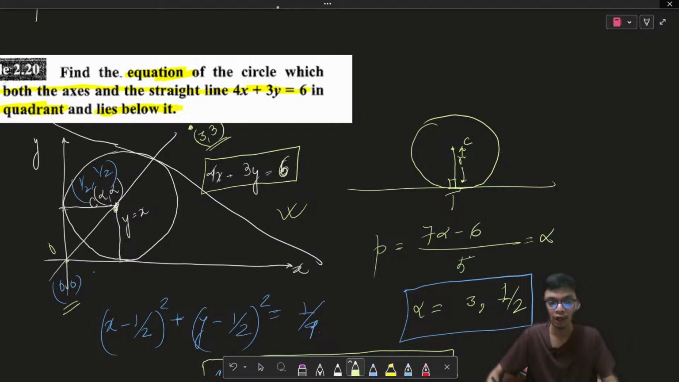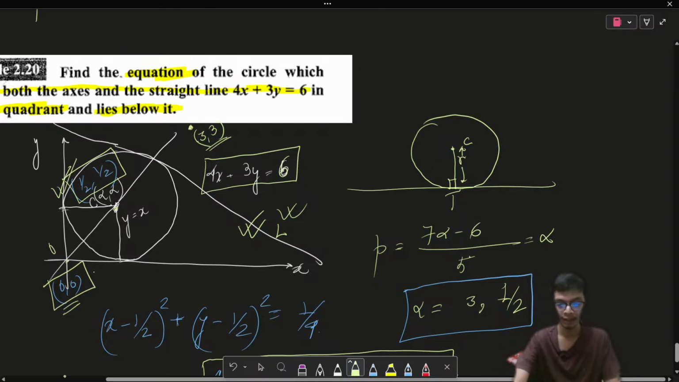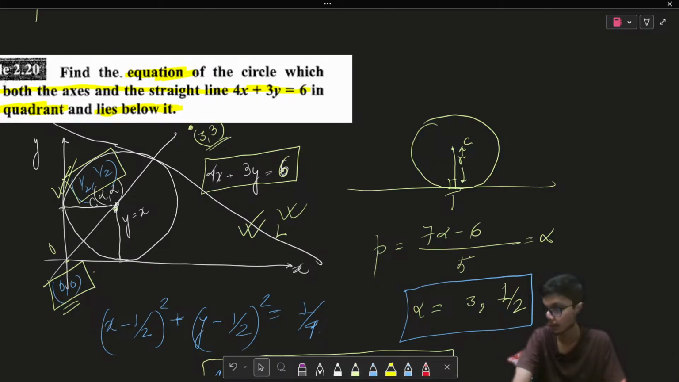If you take 3 comma 3 and 0 comma 0, you will see that these are lying on opposite sides of this particular straight line, let us call it L. Whereas if you take 1 by 2 comma 1 by 2 and 0 comma 0, then these two points are lying on the same side of the straight line. That basically means you have to take the value of alpha as half. So this is how you would solve the problem. I hope this question is clear. Is this question clear to all of you?